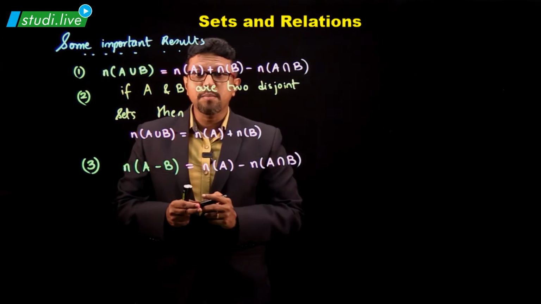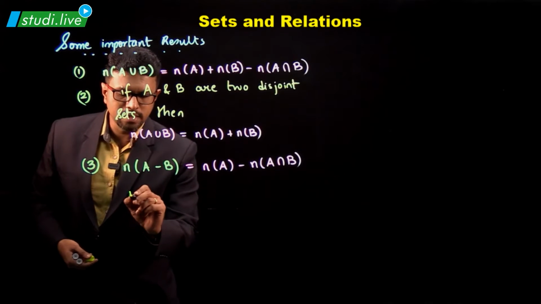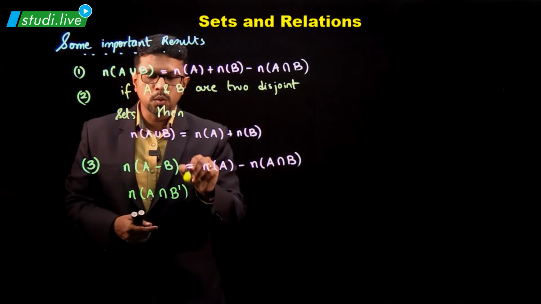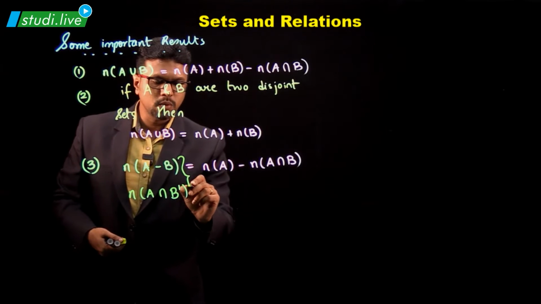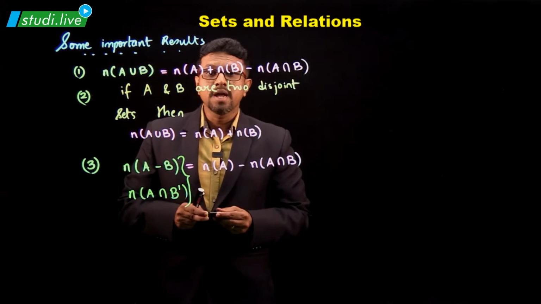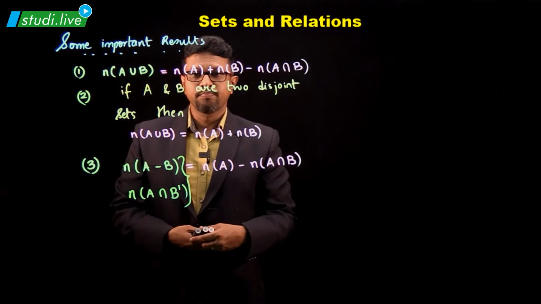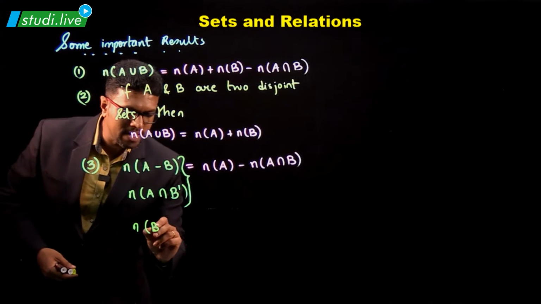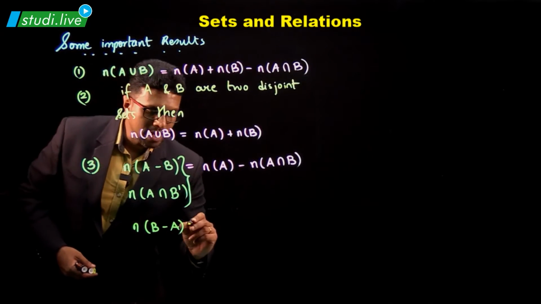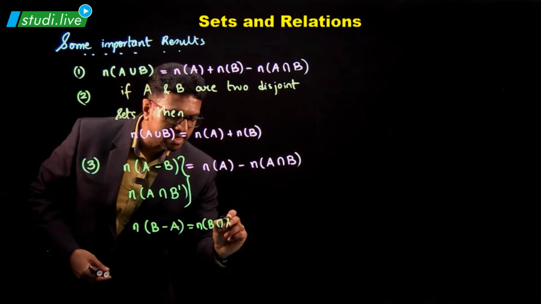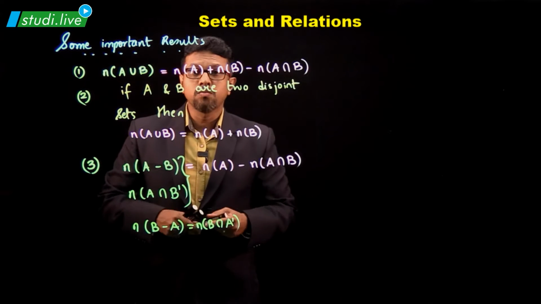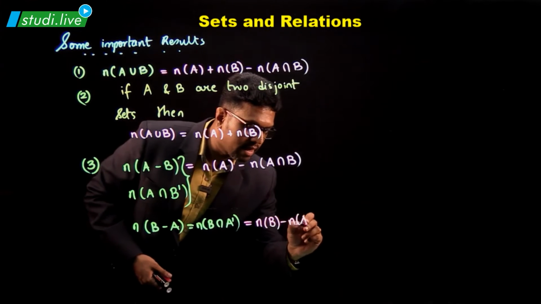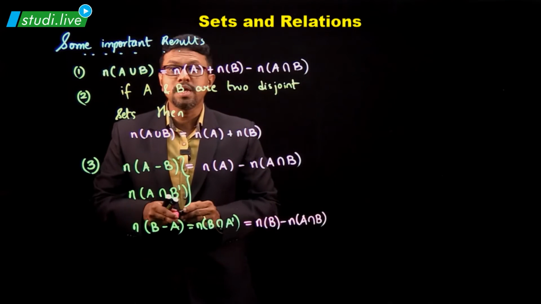Now this n of A minus B can also be written as n of A intersection B complement. These are the same thing and hence they have the same formula: n of A minus n of A intersection B. Similarly, for n of B minus A, this can also be written as n of B intersection A complement, and the answer is n of B minus n of A intersection B.